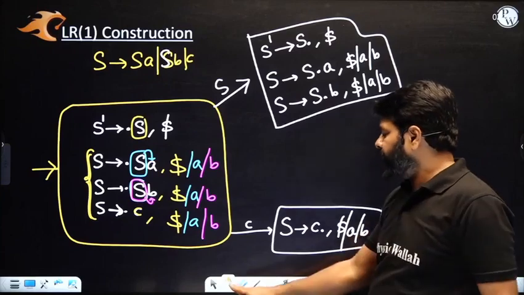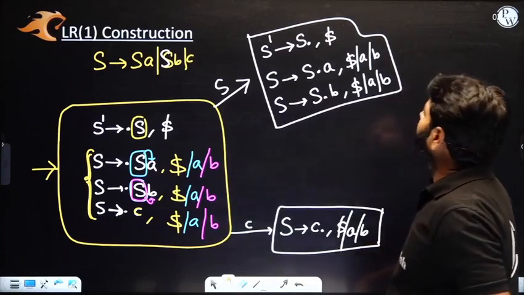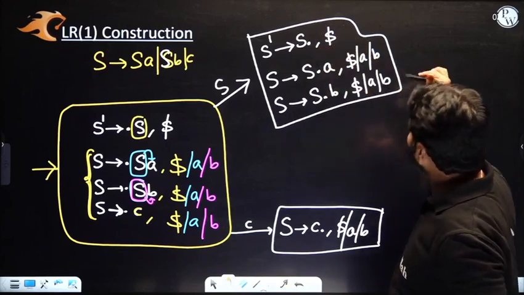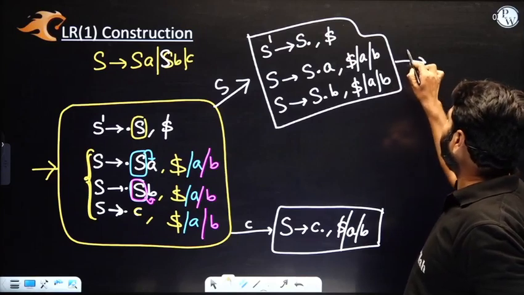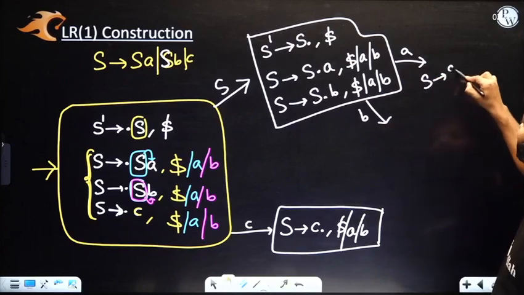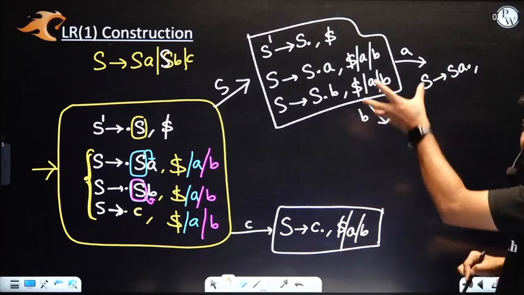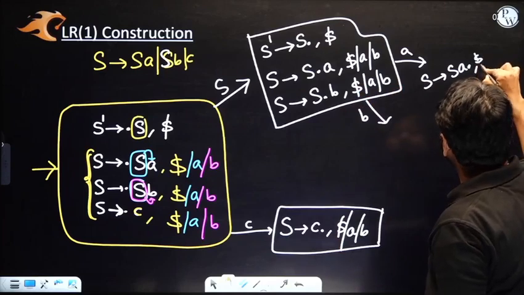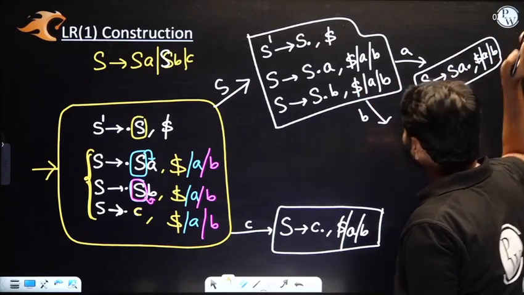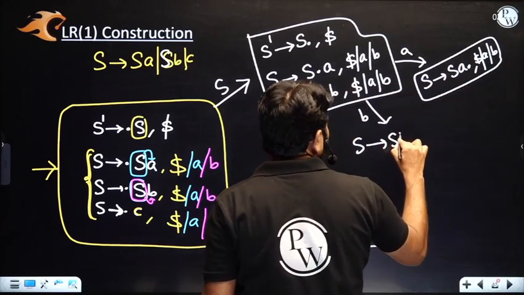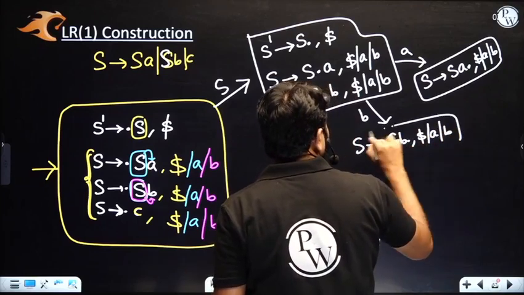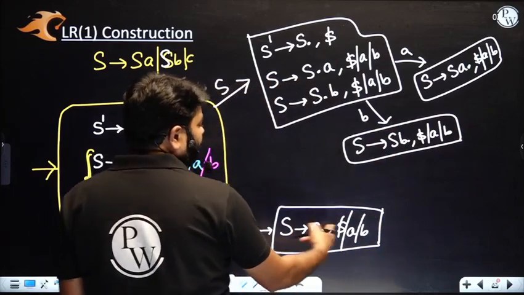Dollar or A or B. Now here look at dot is not at the end on all of them. So still there is something to read. Here you need to read A and you need to read B. S derives S A dot. It's over now. The lookahead anyhow you copy paste, so that's dollar or A or B. Only one because dot is at the end, and here also dot is at the end. That's over. Now here dot is already at the end.